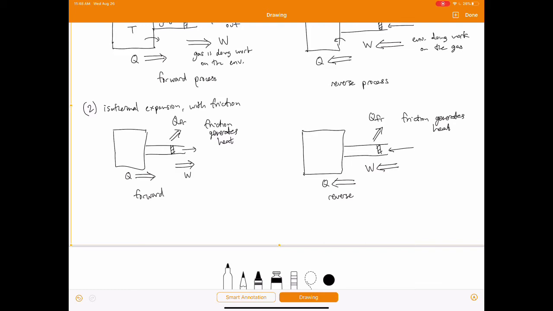So, do we have the same exact state when we do the reverse process? Well, no, because basically we've generated heat that flowed into the environment, and that heat does not come back. Okay, so this is irreversible.